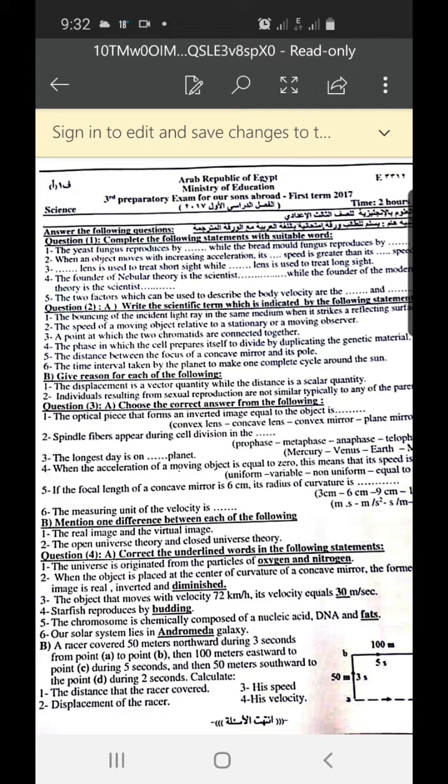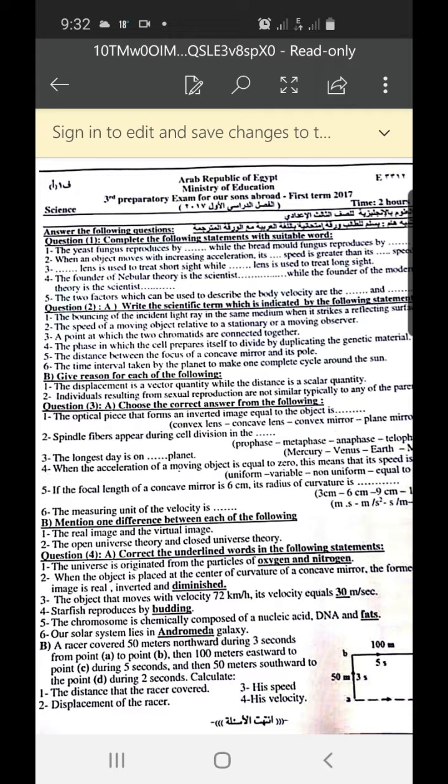Number 4, the phase in which the cell prepares itself to divide by duplicating the genetic material. The answer is the phase is called interphase. Interphase.